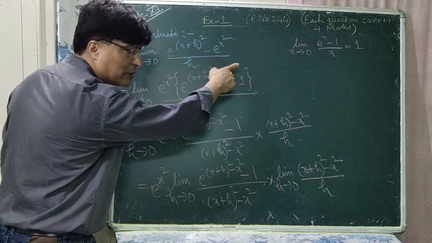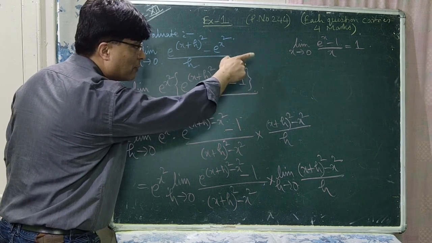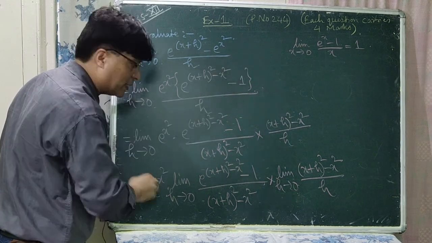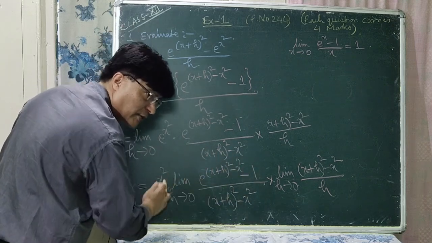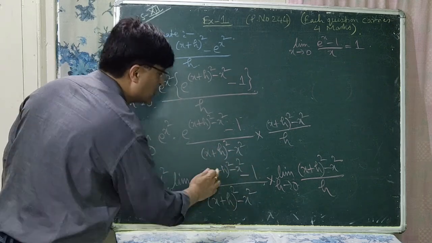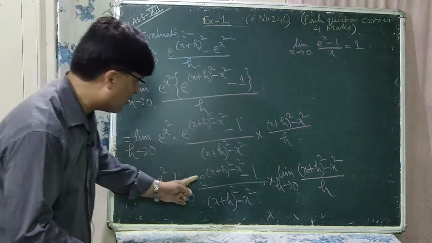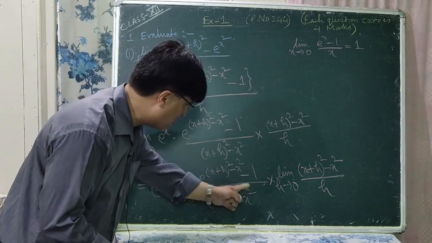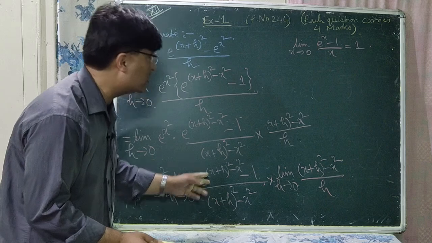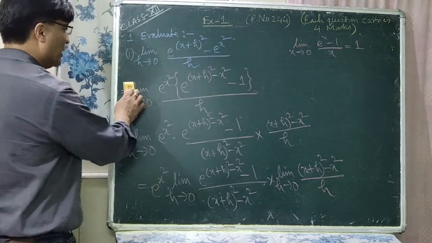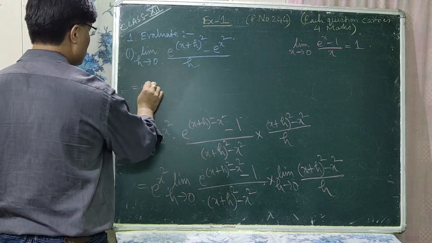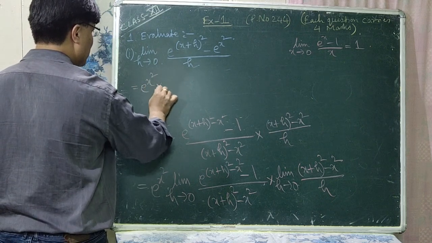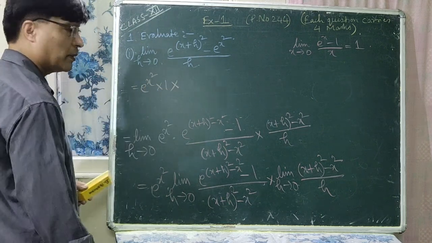Now you know that this is the standard limit. It is just like limit x tends to 0, (e to the power x minus 1) whole divided by x is equal to 1. This is also the standard limit, right? What is the value of this limit? That is 1, because it is in the form e to the power x minus 1 whole divided by x. The value of this limit is always 1. So this is equal to e to the power x square into 1 into.